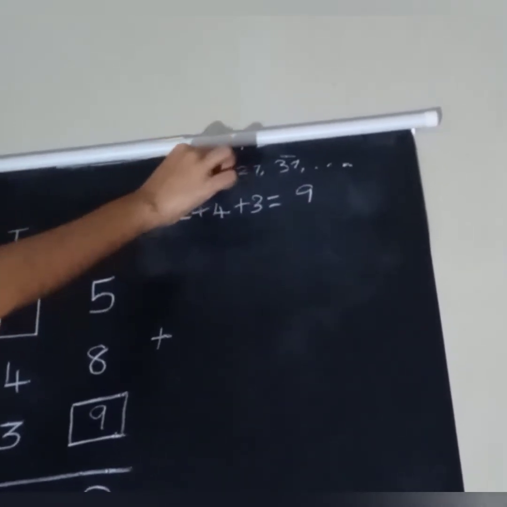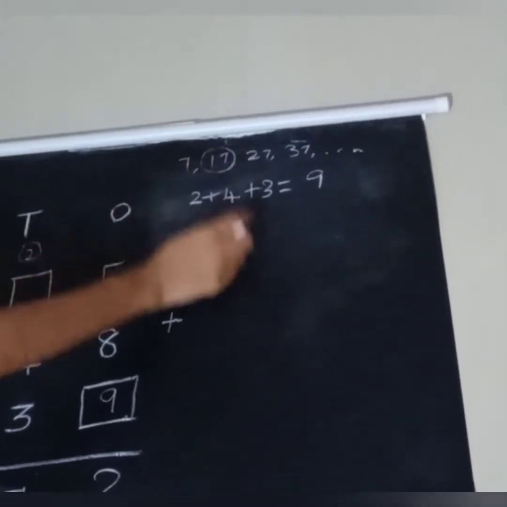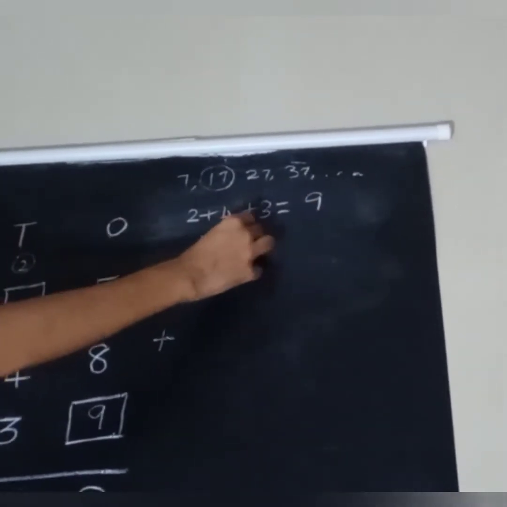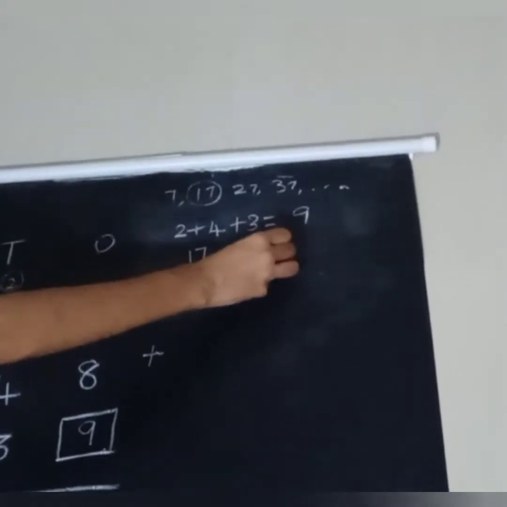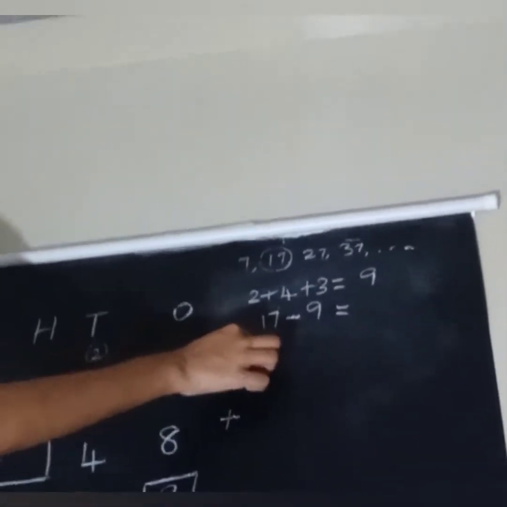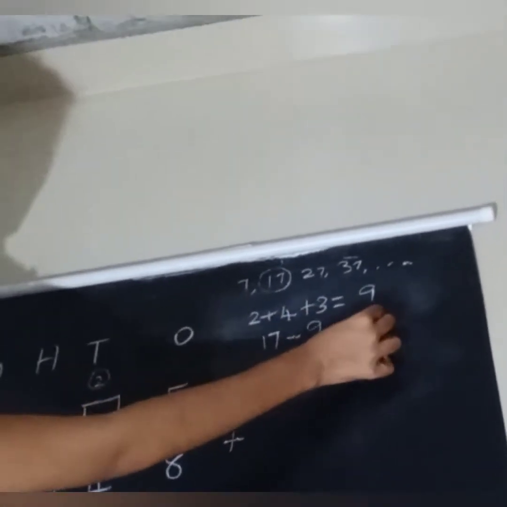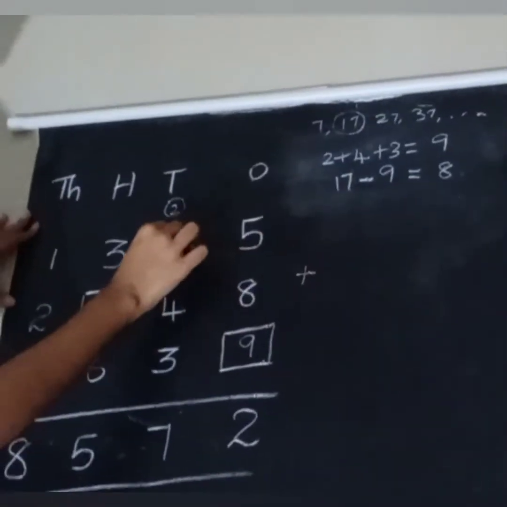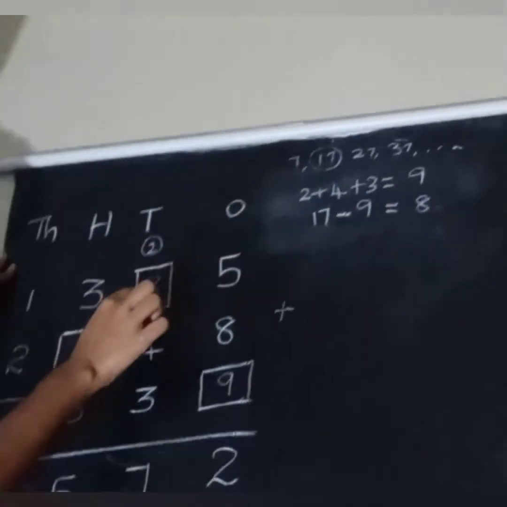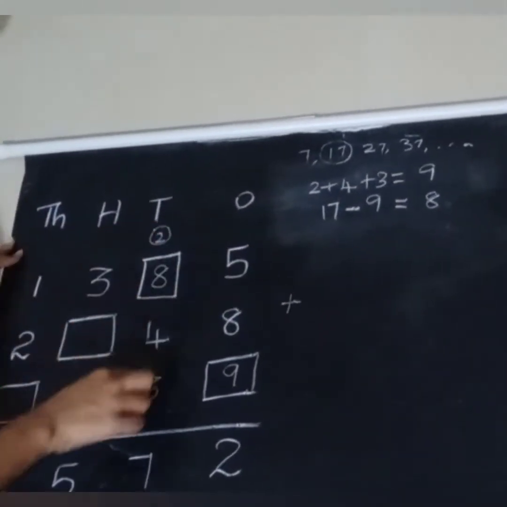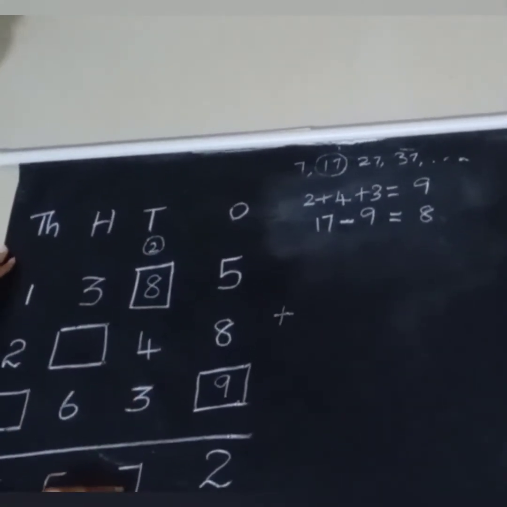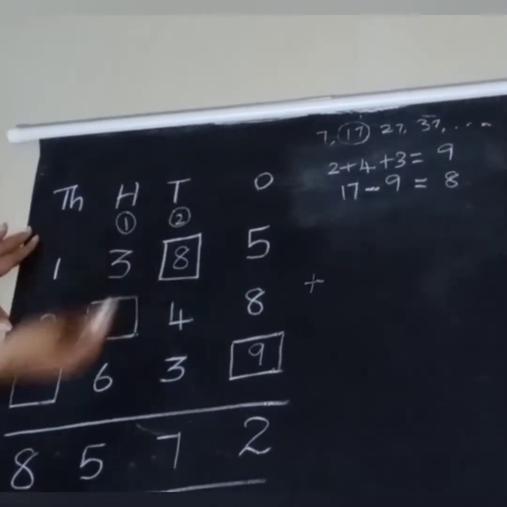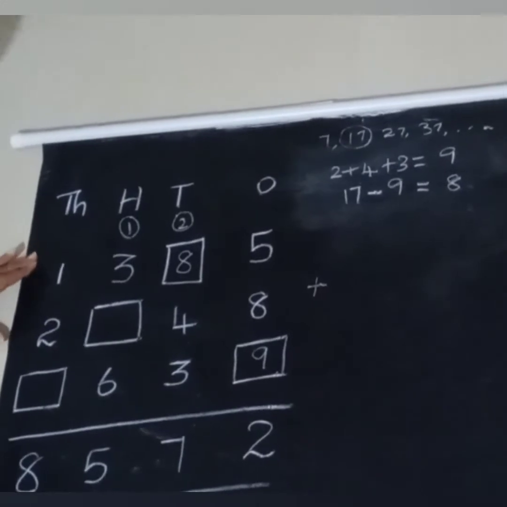Then 17 and 9, just compare. 17 is greater than 9, so you can select that 17. Now you just subtract 9 from 17. 17 minus 9 equal to 8. So that's the number you have to mention in that tens place. So that's over. Now you just check. 8 plus 2 plus 4 plus 3 is 17. So 7 down, 1 carryover.